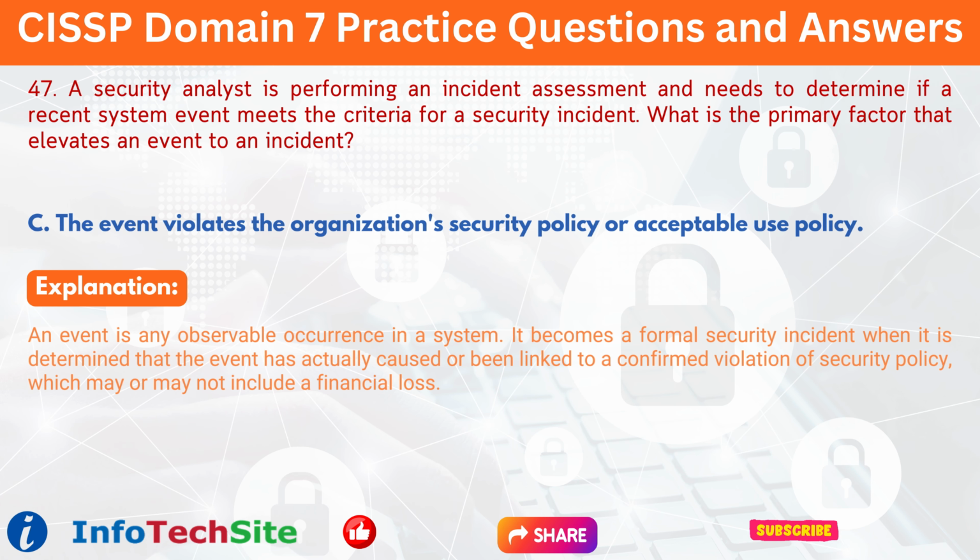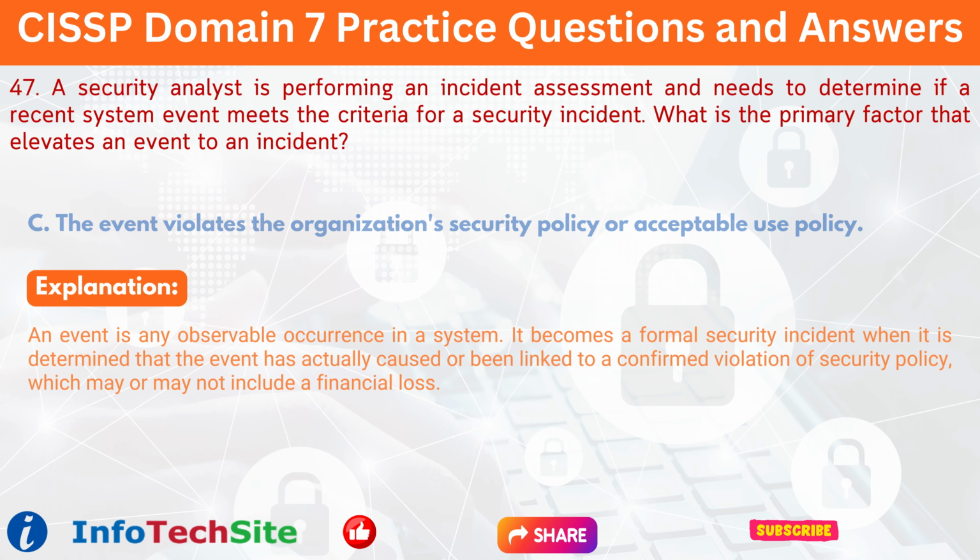The correct answer is C. The event violates the organization's security policy or acceptable use policy. Explanation. An event is any observable occurrence in a system. It becomes a formal security incident when it is determined that the event has actually caused or been linked to a confirmed violation of security policy, which may or may not include a financial loss.